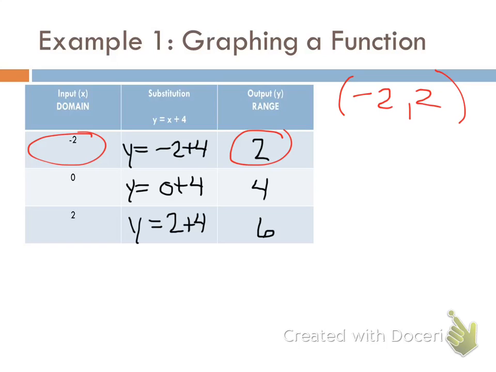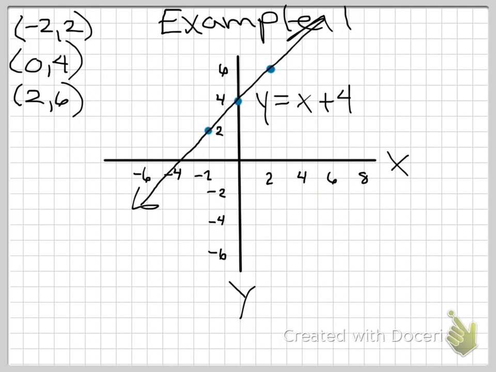My second ordered pair would be 0, 4. Make sure you're writing this down. And my third ordered pair will be 2, 6. Now I can take these ordered pairs and I can graph them. So notice in the top left-hand corner, I have -2, 2, 0, 4, and 2, 6, and then I graphed it.